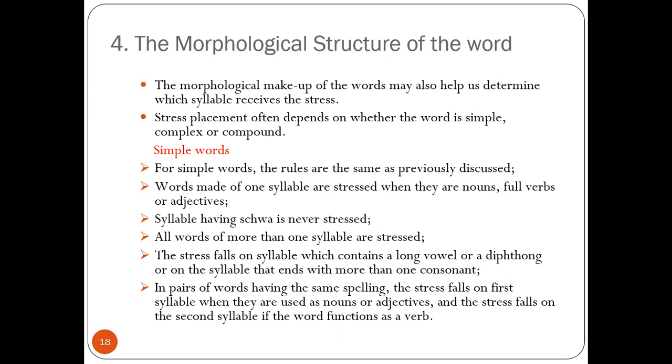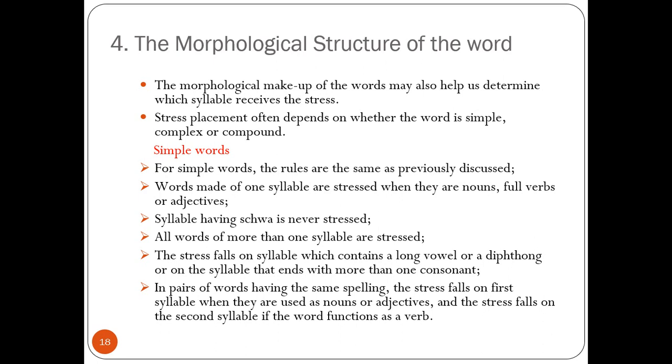How? For simple words, we have been considering all of those words. They were simple actually, without prefixes and suffixes. I've already explained these terms. Now, for simple words, what happens? For simple words, the rules are the same as previously discussed. Words made of one syllable are stressed when they are nouns, full verbs, or adjectives. Those are monosyllabic words. And syllables having schwa are never stressed. Quite simple. Previously we have already discussed them. Simple words, without prefixes and suffixes.